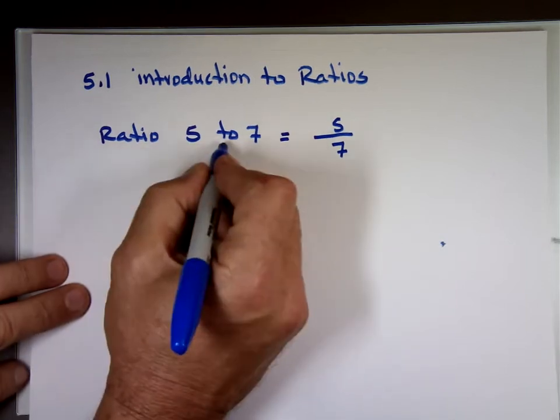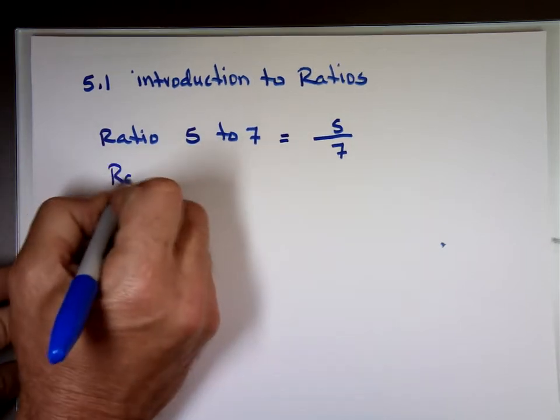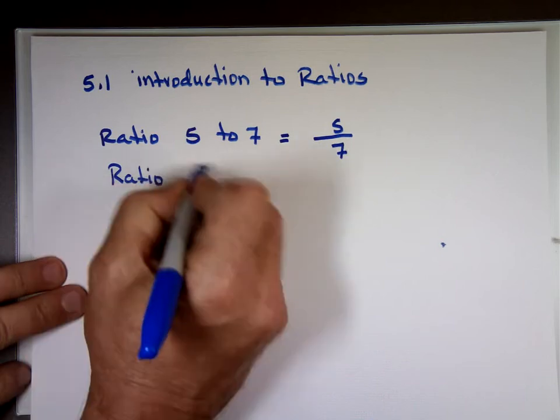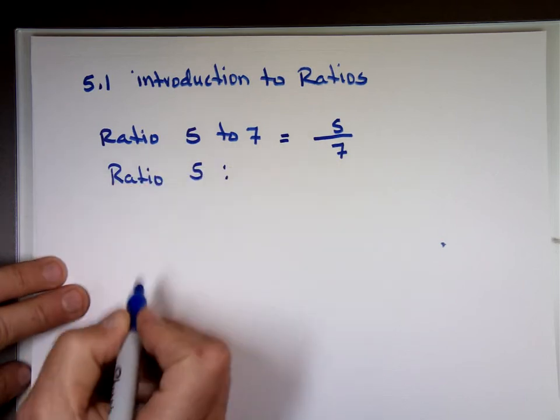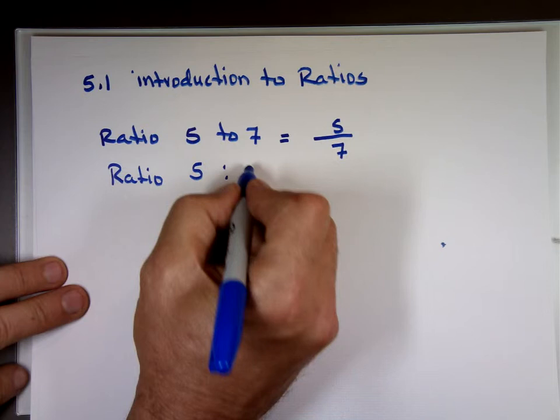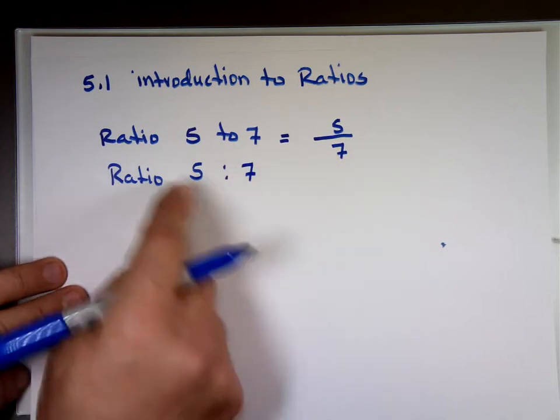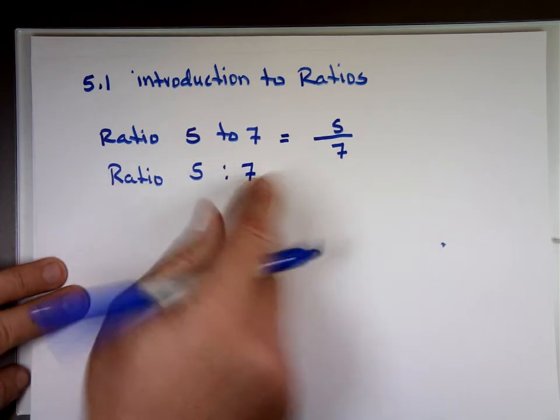Instead of 5 to 7, it might be written like this. The ratio of 5, instead of the word "to", we use a colon, 7. That's the same thing. That's 5 to 7.